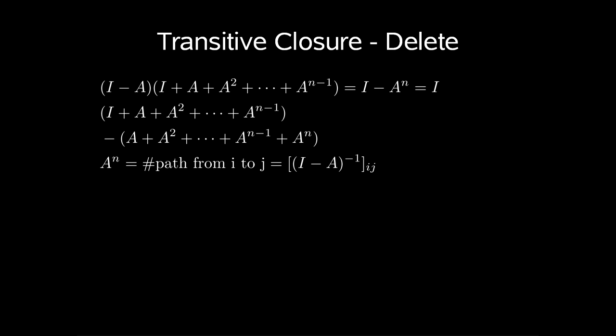So to reduce this, we take (I minus A) times (I plus A plus A squared up to A to the power of n minus 1), which equals I minus A to the power of n, which equals I. So to compute this would be to say I plus A plus A squared up to A to the power of n minus 1 equals I minus A inverse, on the entry ij, which will compute the number of paths from i to j.